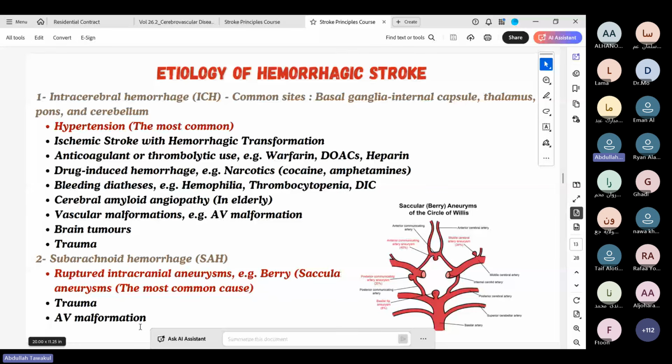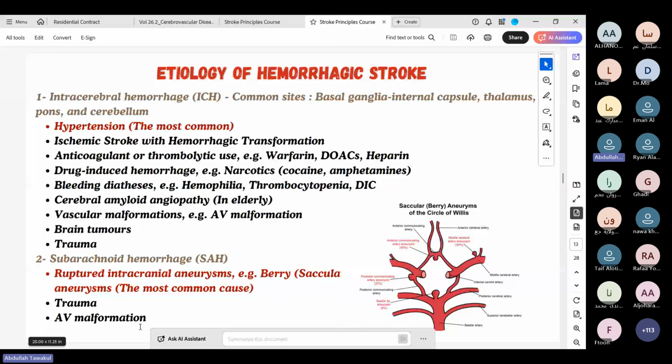I'm going to talk real quick about the etiology of hemorrhagic stroke, just because the slide is here. If you think about stroke in general, 85% of all strokes are ischemic, 10% are intracerebral hemorrhage, and 5% are because of subarachnoid hemorrhage. When it comes to intracerebral hemorrhage, the most common cause is hypertension. Hypertensive hemorrhage usually has a location predilection. It usually happens in the basal ganglia, mainly putamen, caudate, thalamus, pons, and cerebellum.